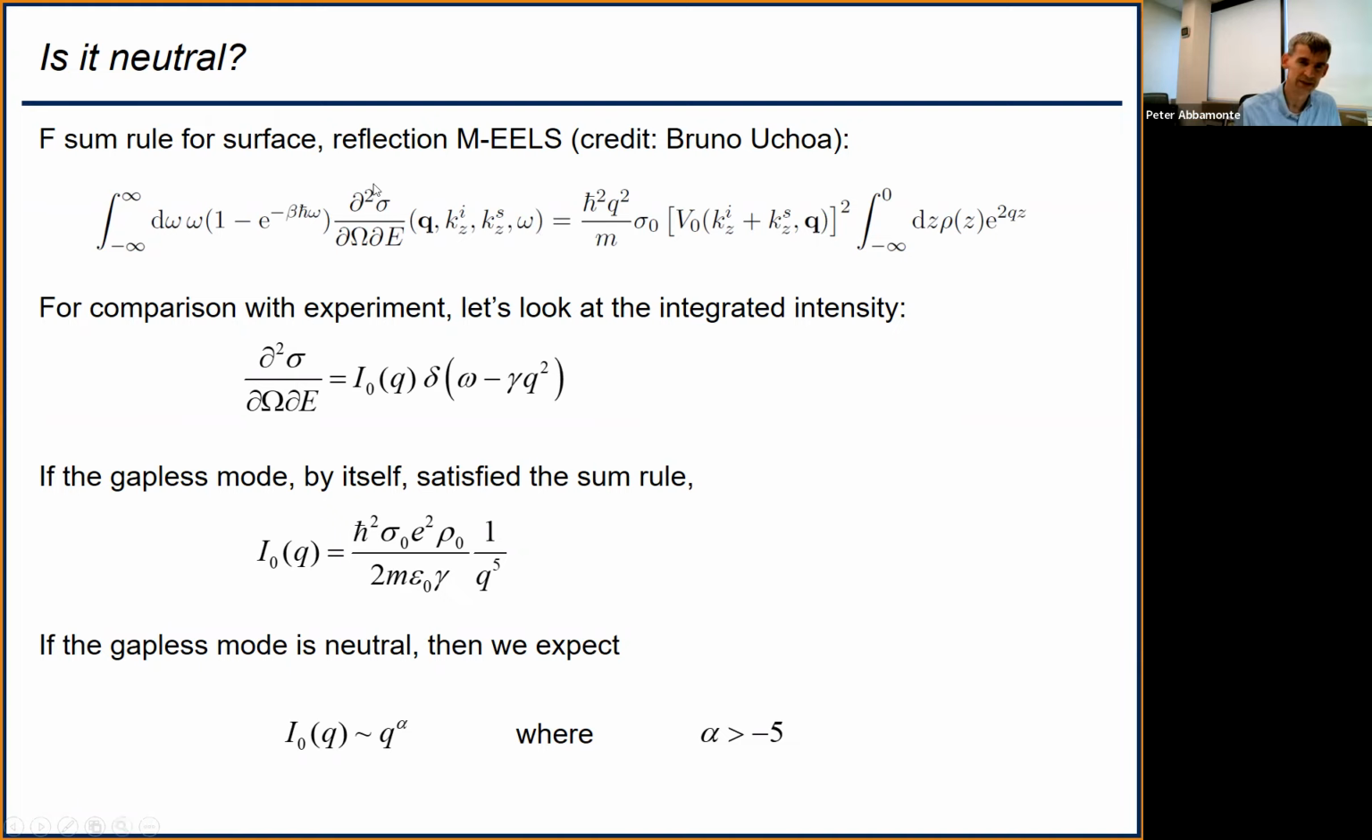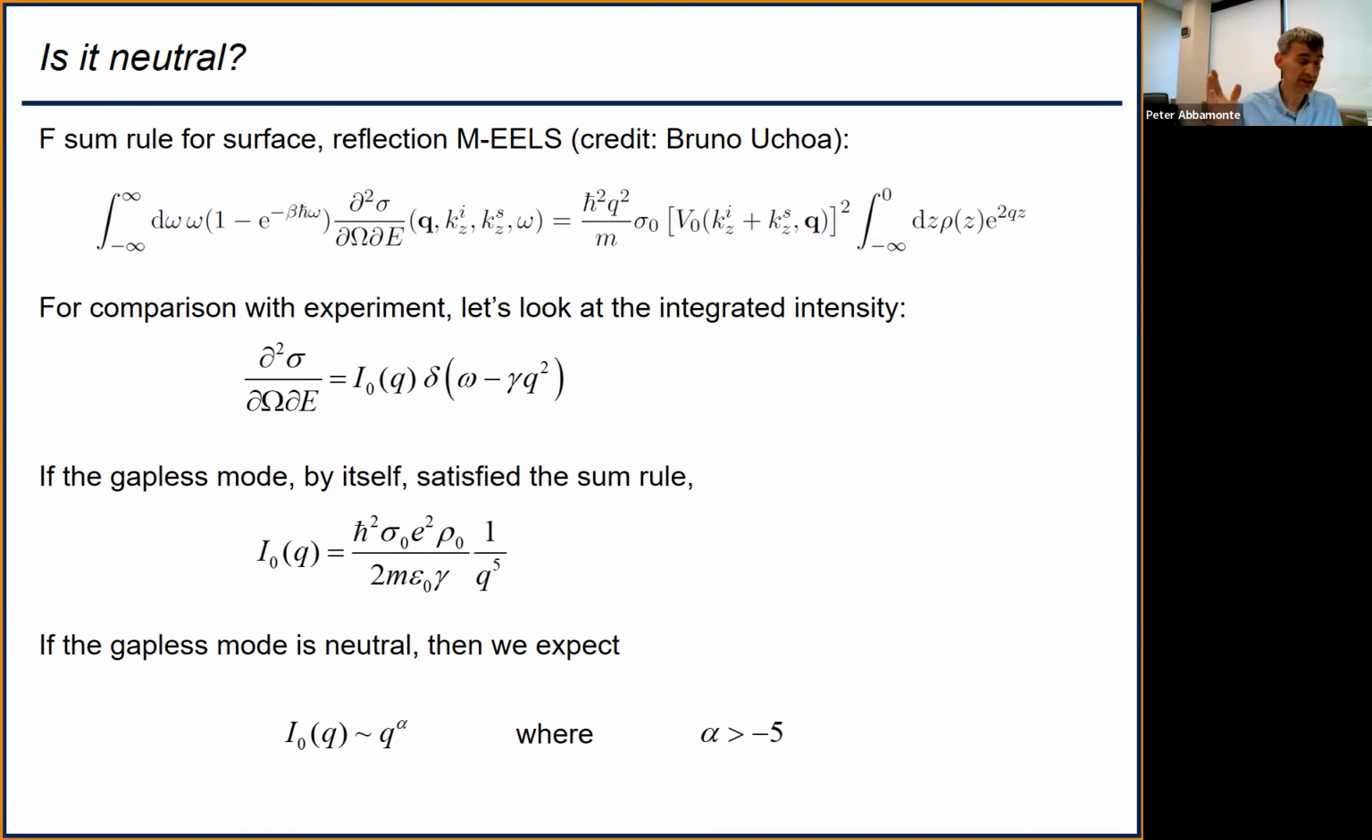And basically the integrated intensity, the integral of the differential scattering cross section is these matrix elements, and then just an integral over the surface density. So if you assume this is a step function, which is a good approximation at small momentum, and you assume that the mode dispersion is q squared, which is what it actually is in the long wavelength limit, what you predict from the sum rule is that I naught should go like 1/(q^5). I naught being the integrated intensity of the whatever the gapless mode is.